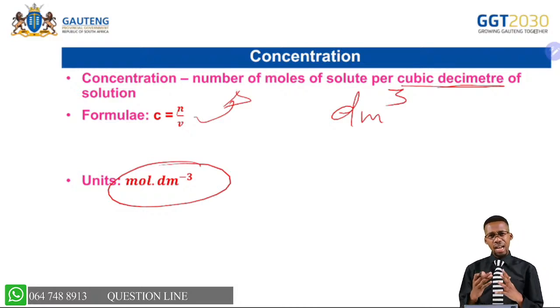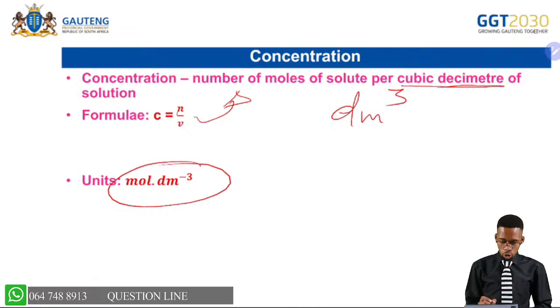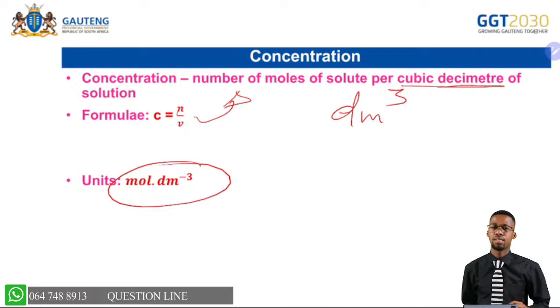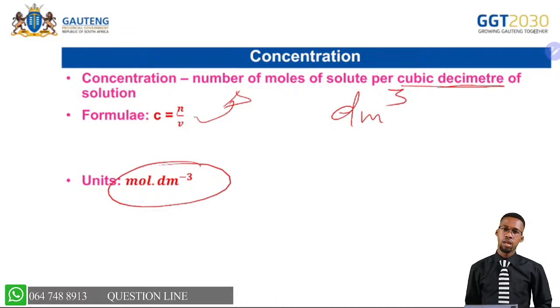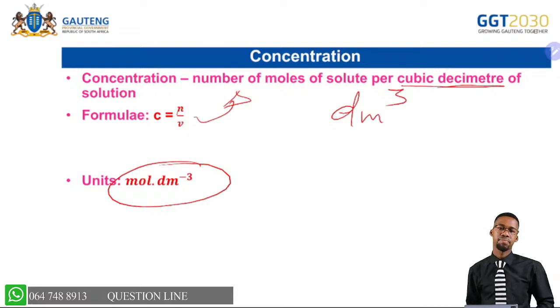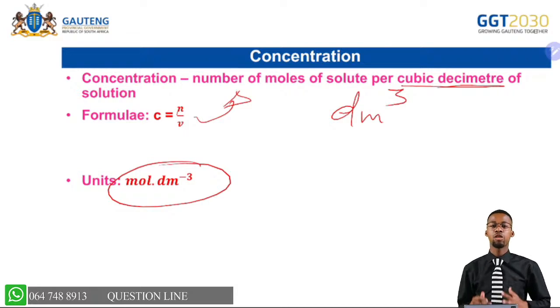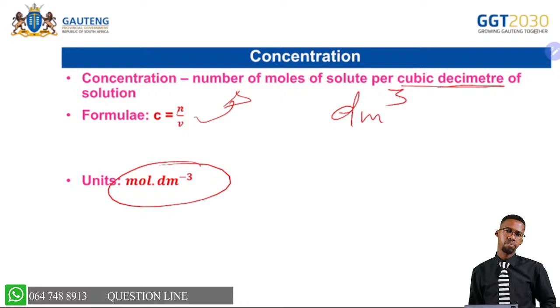And there's a typical error that learners commit. You tend to omit this negative. It is very important that when you express the units, you express them correctly. So the units for concentration are mole per decimeter to the power of -3. So please do not omit this negative, because these are the correct units for concentration.